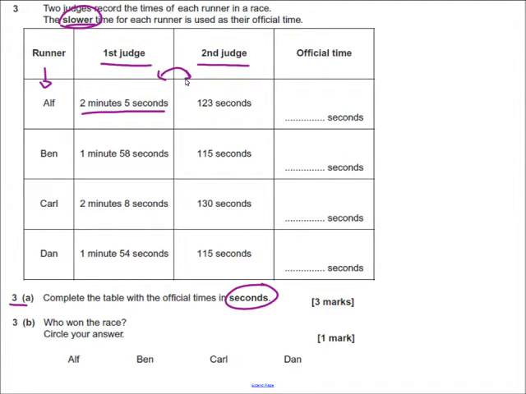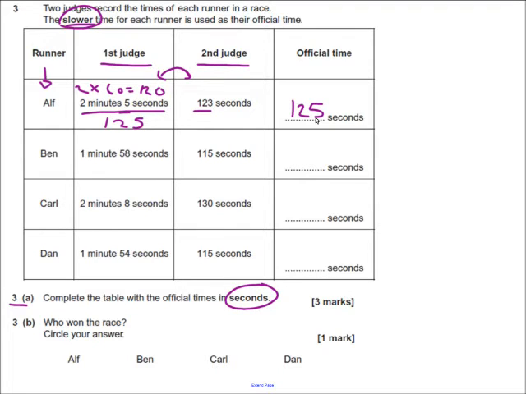Let's show you that with Alf's time then. So 2 minutes is 2 lots of 60 seconds. So that's 120 seconds. Plus the 5 seconds we have here means that Alf from Judge 1 had 125 seconds and Judge 2 gave him 123 seconds. So the slowest time recorded for Alf is 125 seconds, and this is what we need to record as his official time. We do this process for all our other times.